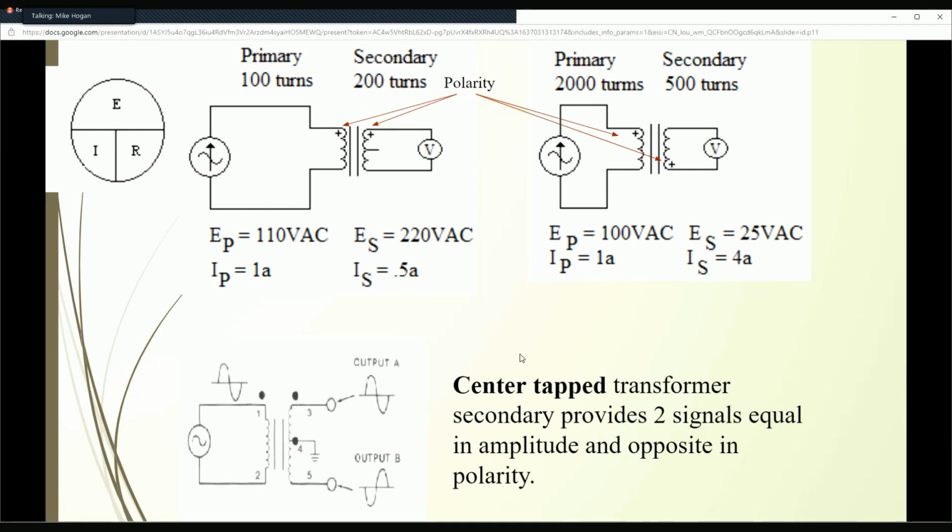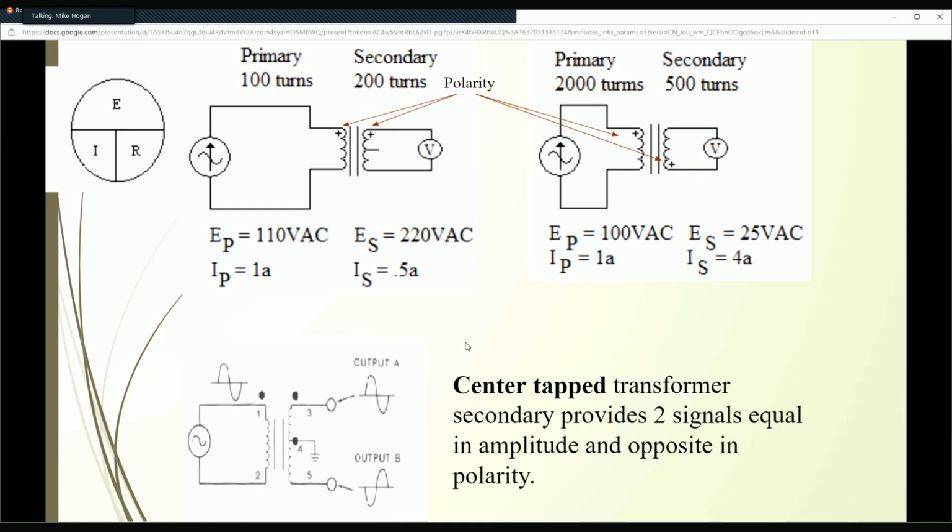The third type of transformer we have here, notice that both of these, now this one has a line in the middle indicating a center tap, but we're not using it, right? So both of these are using all the turns of the secondary, and it's connected across all the turns of the secondary.